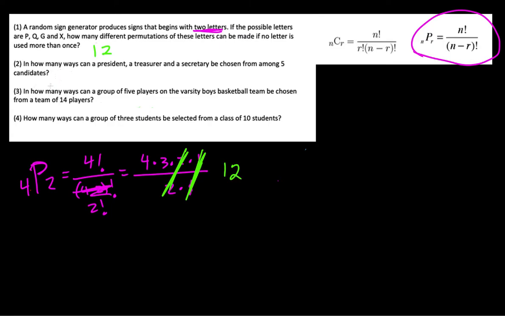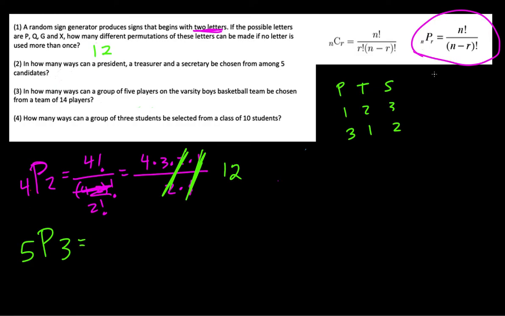Okay, the next one, it says, in how many ways can a president, treasurer, and secretary be chosen among 5 candidates? So we know there's 5 and 3, and since there's specific titles, that would create a different outcome. So, for example, if I have president, treasurer, secretary, and I have student number 1, 2, and 3, but maybe a different outcome involves those same 3 students, but that's a different outcome because if 3 is the president, that's different than 1 being the president, okay? And that would just go on. So since order matters, we have a permutation.